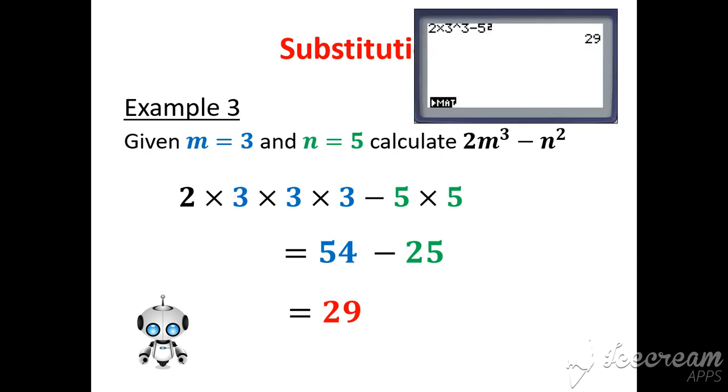If you're using a calculator, please use your power button: 2 times 3 to the power of 3 minus 5 squared.